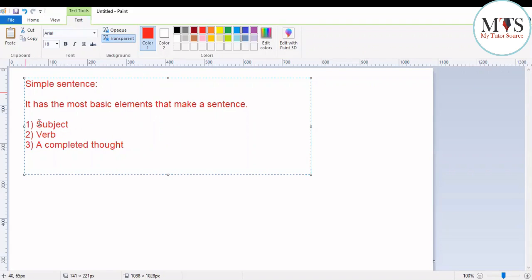Do you know what is a subject? Subject is a name, something. So it is the person or the thing that is performing the action.